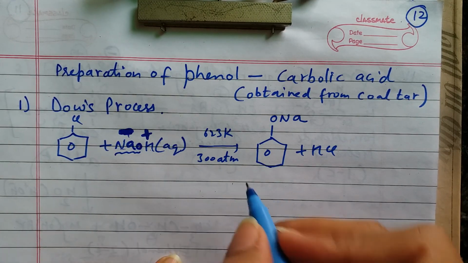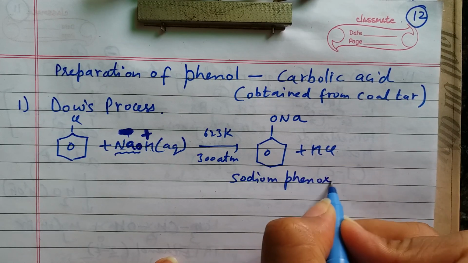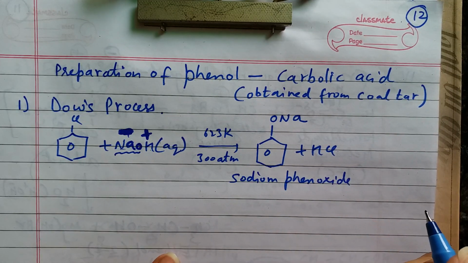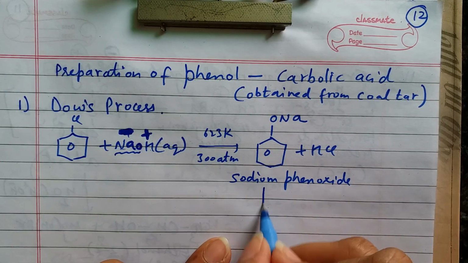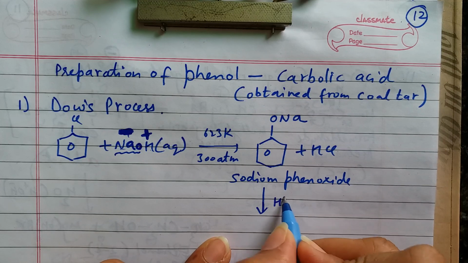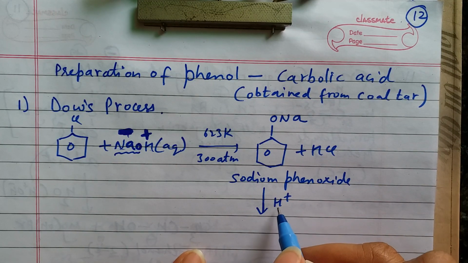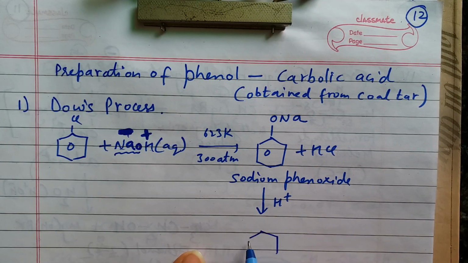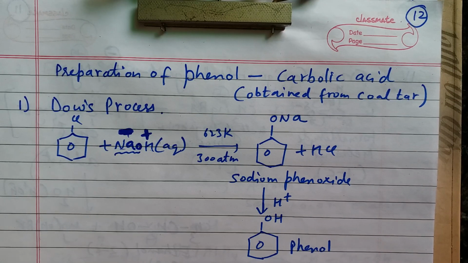And the species which is formed is known as the sodium phenoxide ion. Okay, this is called the sodium phenoxide. Now this is not the last thing. The sodium phenoxide which is formed is then further acidified. Using any dilute mineral acid, it can be acidified, and on acidification the sodium is replaced by hydrogen H plus, and that gives you phenol. So this is how by Dow's process using chlorobenzene phenol can be prepared.